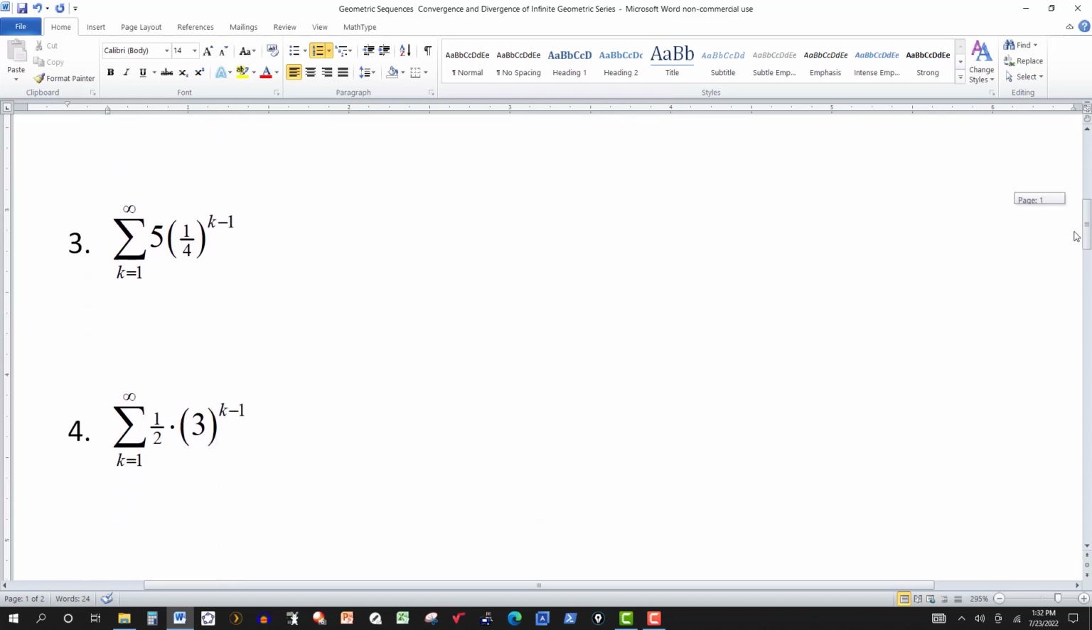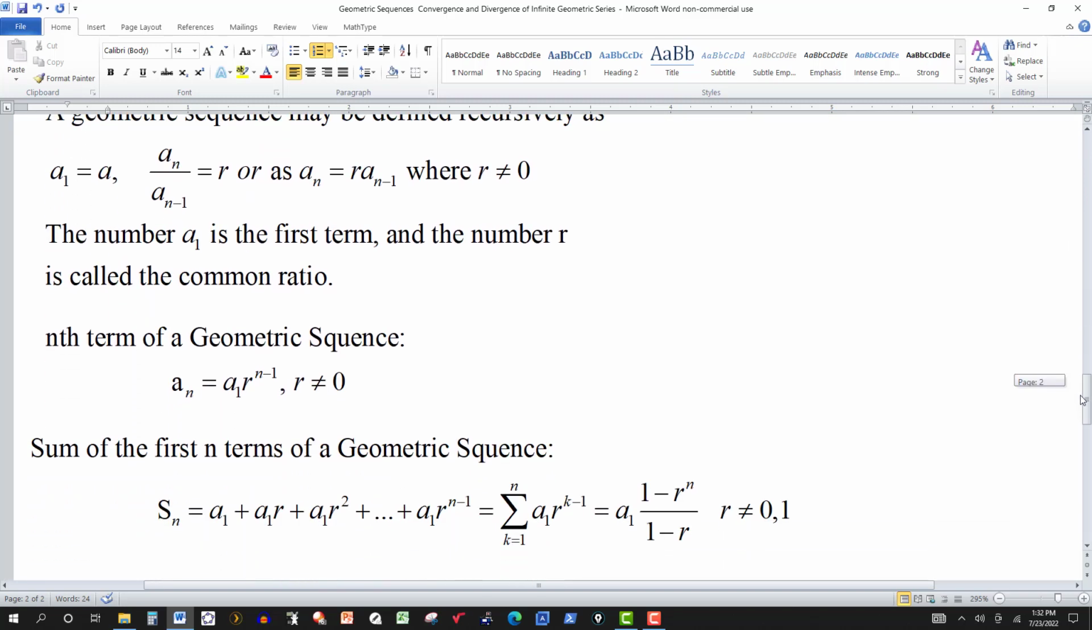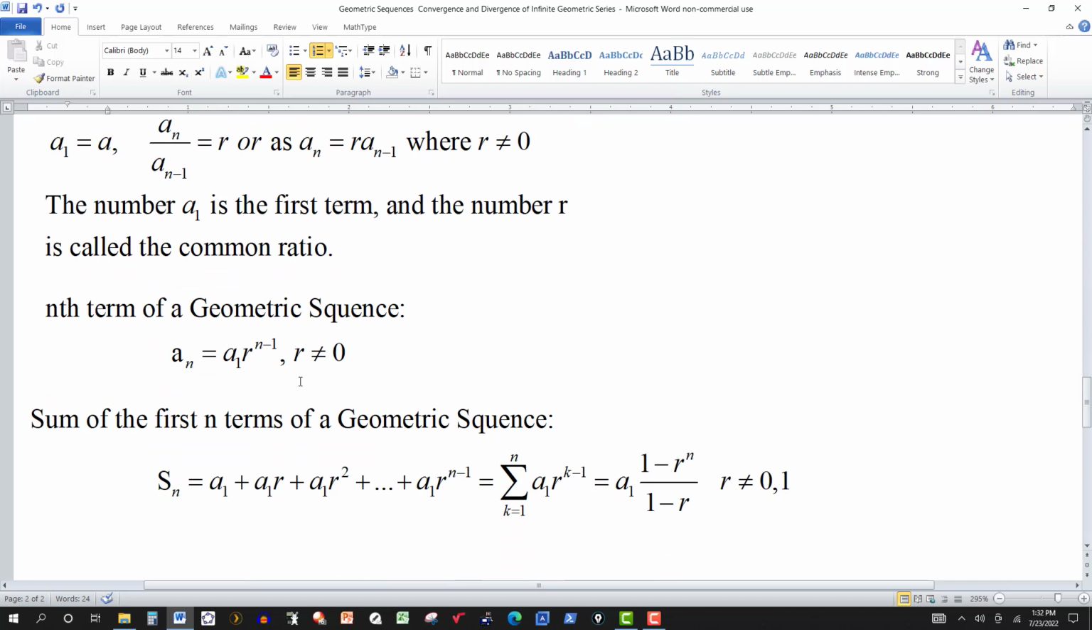So let's look at the formulas real quick here. We've gone over some of these already. The one we want to look at is this one here. If you want to add the sum of the first n terms of a geometric sequence, this was the formula. If you know the first term and the common ratio, and you know how many terms you're going to add, just plug it into this formula. Now in this video we're going to look at what happens if n is not finite, if we're going from 1 to infinity.